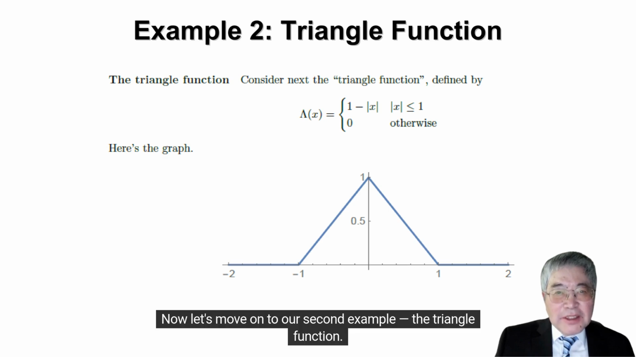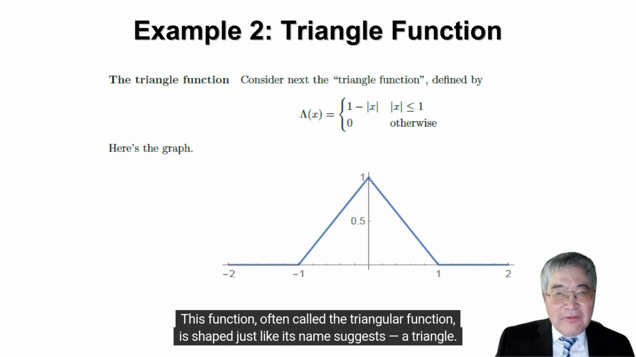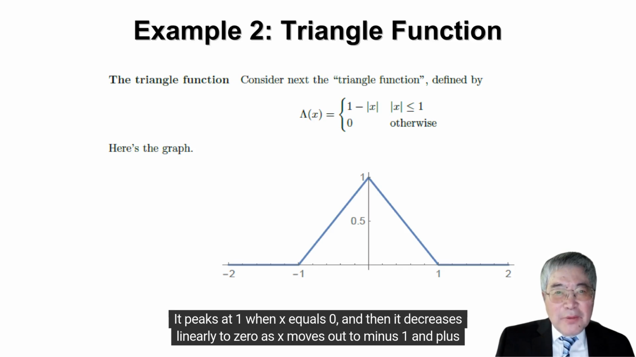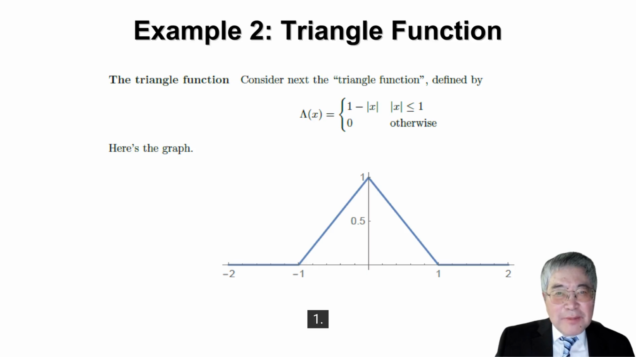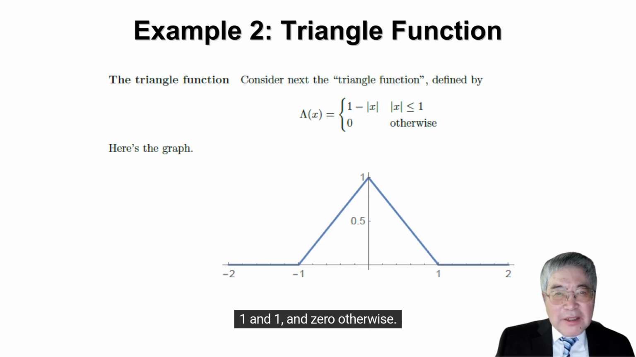Now let's move on to our second example, the triangle function. This function, often called the triangular function, is shaped just like its name suggests, a triangle. It peaks at 1 when x equals 0, and then it decreases linearly to 0 as x moves out to -1 and +1. Outside of that range, the value is 0. Mathematically, it's defined like this: 1 minus the absolute value of x when x is between -1 and 1 and 0 otherwise.